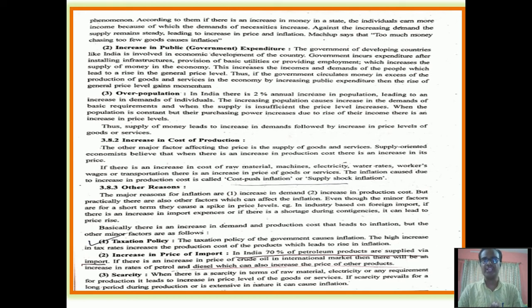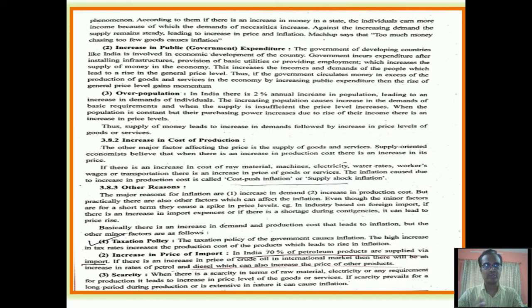Third point is overpopulation. In India, there is a 2% annual increase in the population, leading to an increase in the demand of individuals. The increasing population causes an increase in the demand for basic requirements, and when the supply is insufficient, the price level will definitely increase. So it is one of the causes, overpopulation. So there are three main reasons for the demand.